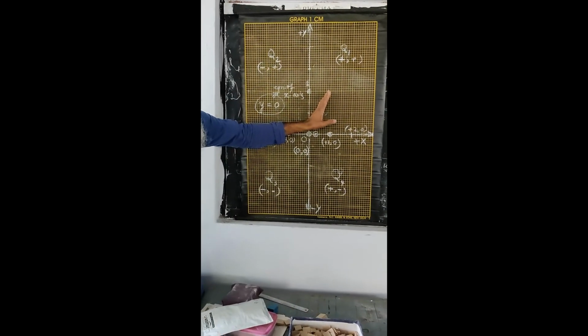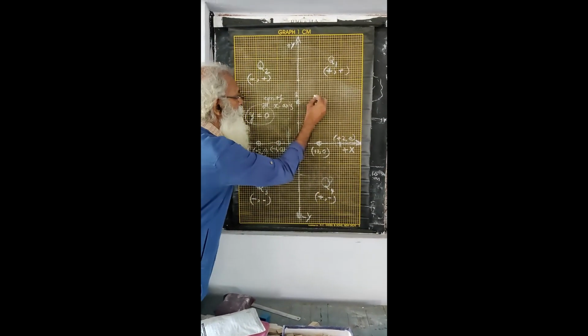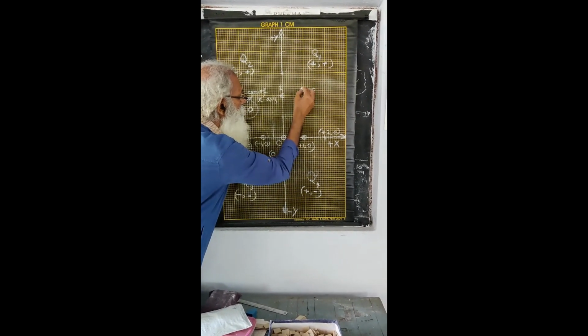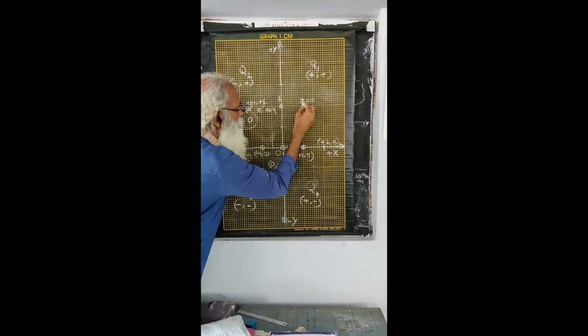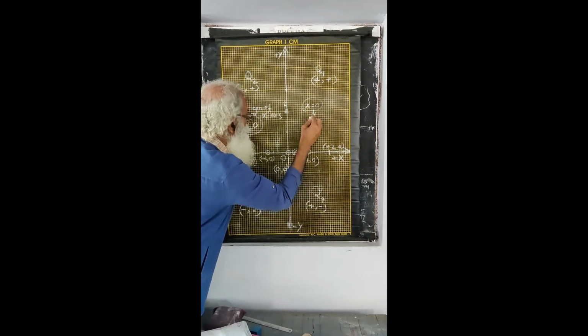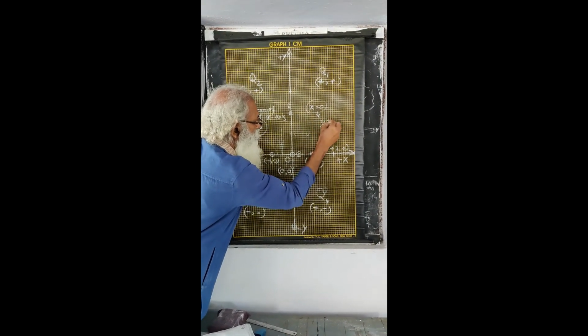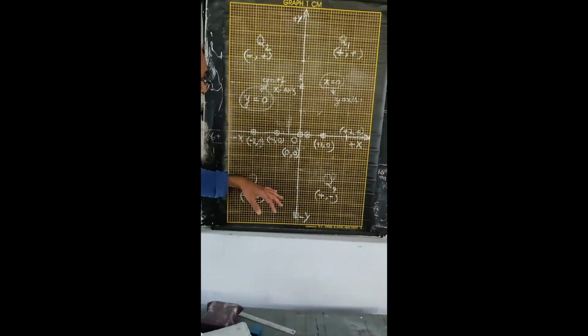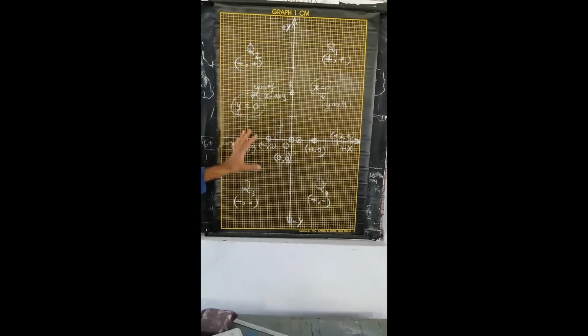For the y-axis, x should be 0. So if x is equal to 0, all the points where the x coordinates are 0, this is the equation for the y-axis. We are trying to summarize all that we have learned.